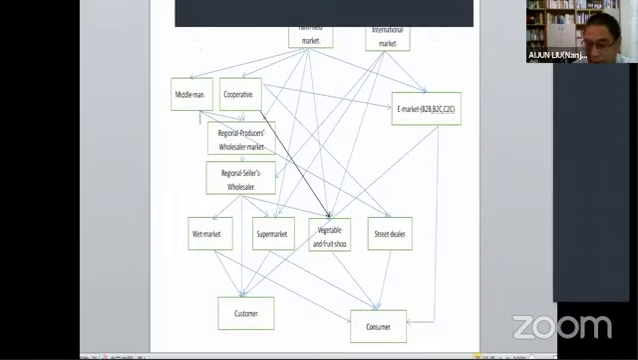Finally, there are two groups of final clients. Customers like hotels, canteens, and restaurants, they like to buy in large volumes, right? And then there are the individual consumers. The consumer, of course, also buys from the e-market. So this is a map of it.